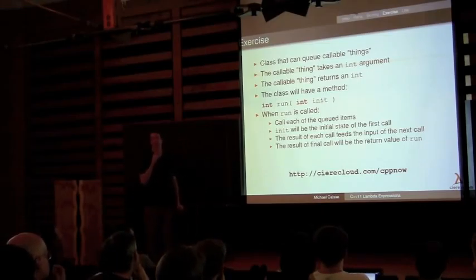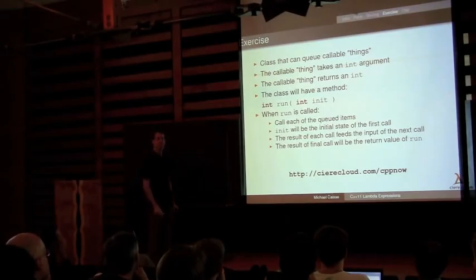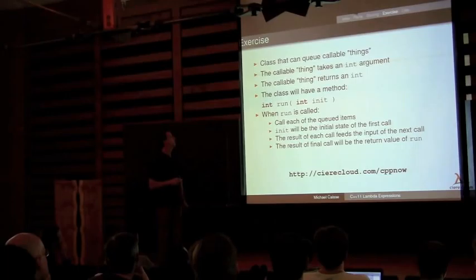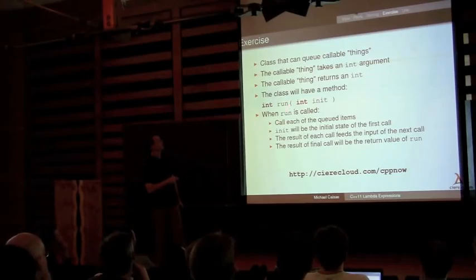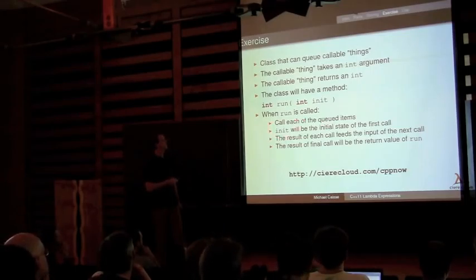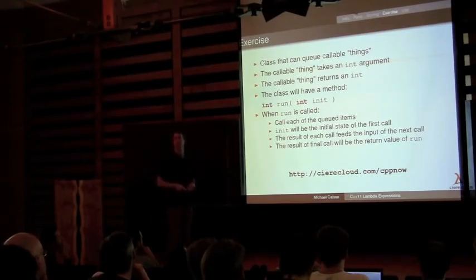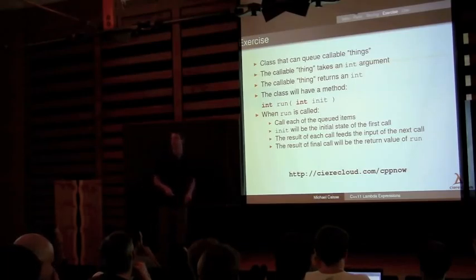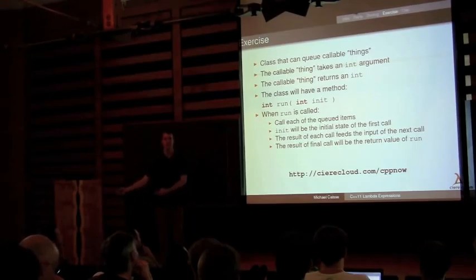I want a class that can queue up callable things. Things is a technical term. The callable thing takes an int as an argument and returns an int. The class itself is going to have a method that looks like this: run, that's given an int as a parameter and returns some int. When run is called, each of the queued items will be called. The first queued item will be called with init as its initial state. The result of that will then be passed to the next item in the queue until there's nothing left, and then you return the final value.